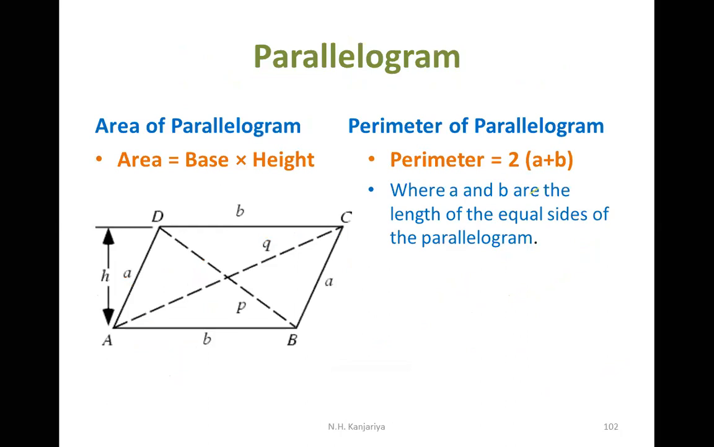perimeter. Perimeter is just the sum of all sides. But I told you the opposite sides are equal. So I give the names AB and CD are equal, it's A. And AD and BC are equal, it's B. If you take the sum of all sides, B is twice and A is twice. So the perimeter of the parallelogram is 2(A + B), where A and B are the lengths of the sides.